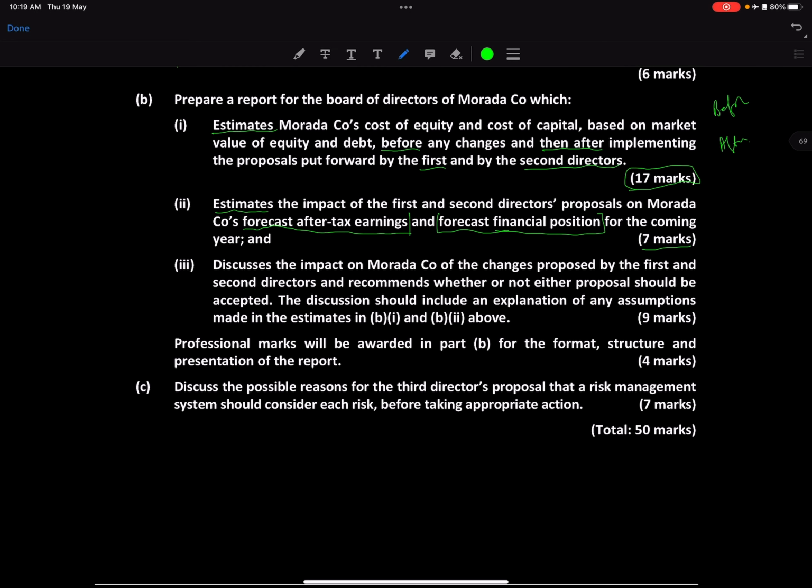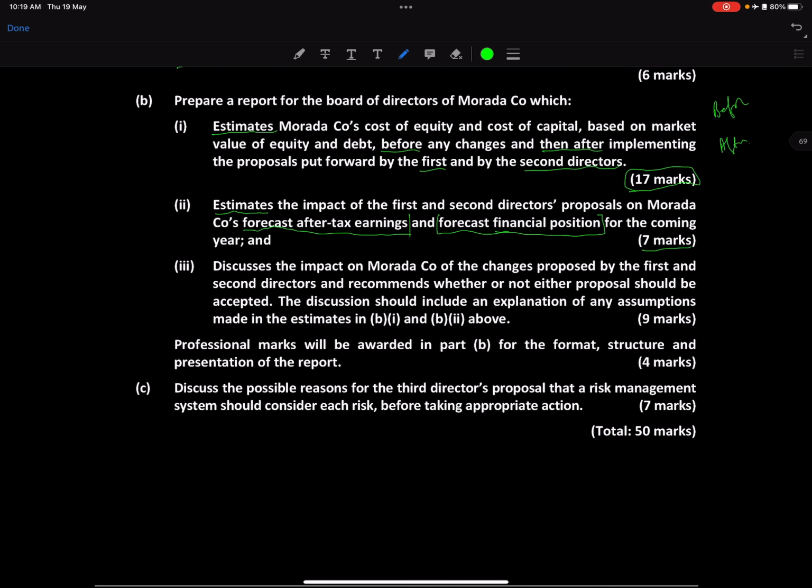And then discuss the impact on Morada company. Discuss the impact on Morada. Okay, third requirement is discuss. So we'll have a discussion heading over here, and then the changes proposed by the first and second directors, recommend. So there is a recommendation as well.